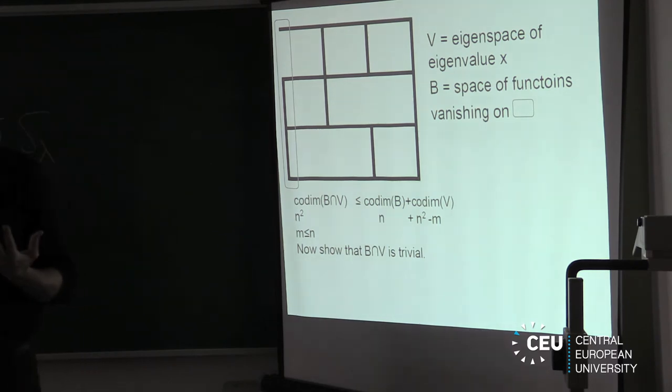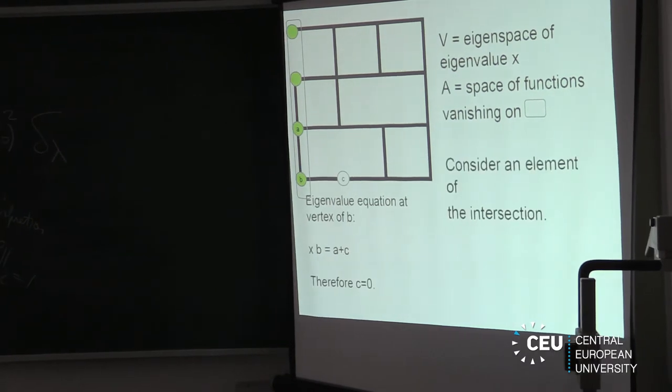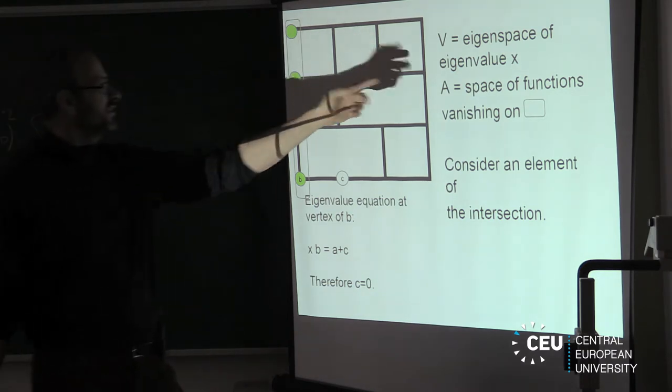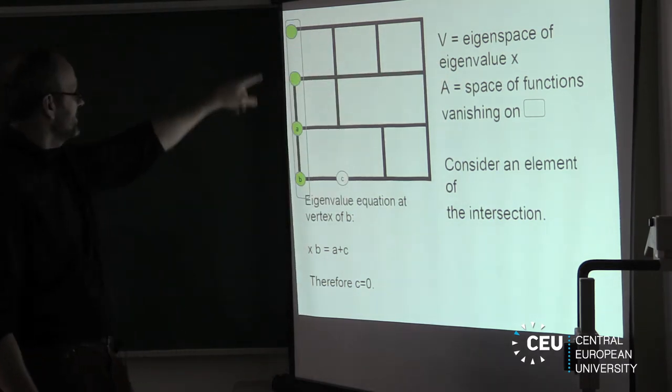So the codimension of the intersection being n squared just means that this trace is trivial. Okay, so there is a trivial subspace, this intersection. So why is this subspace trivial? It's extremely easy. So let's look at an element of this subspace, right? So what's an element of this subspace? On the one hand, it's an eigenfunction, it's eigenvalue x, and on the other hand, it vanishes on this set.